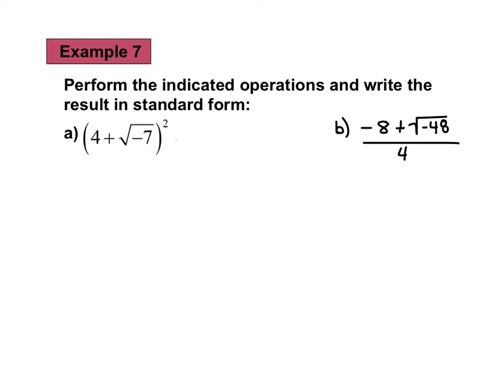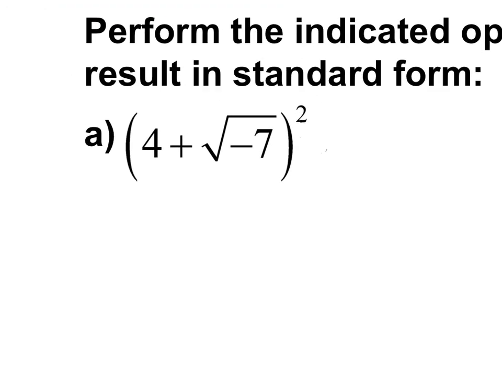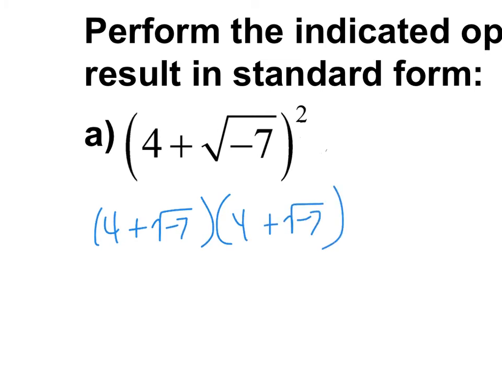Perform the indicated operations and write the results in standard form. All right, what does this mean? FOIL. We're just going to write it twice in FOIL. So I have 4 plus negative root 7, 4 plus negative root 7. Don't worry about taking the negatives out right now. Let's just talk for a second.